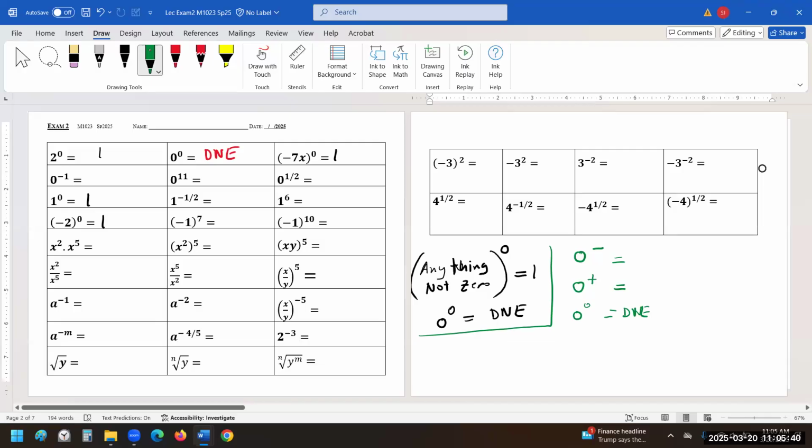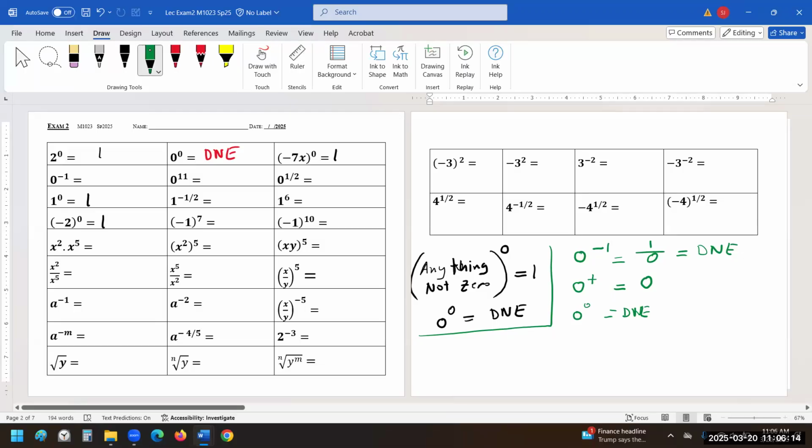Now 0 with any negative power, what's the answer? Remember, negative means it's a fraction. So if you have 0 to the negative 1, it means 1 over 0. And do you know what is 1 over 0? It doesn't exist because we can't divide by 0. In other words, 0 cannot have any negative power. Only when 0 has a positive power is the answer 0. Any negative power, the answer doesn't exist.